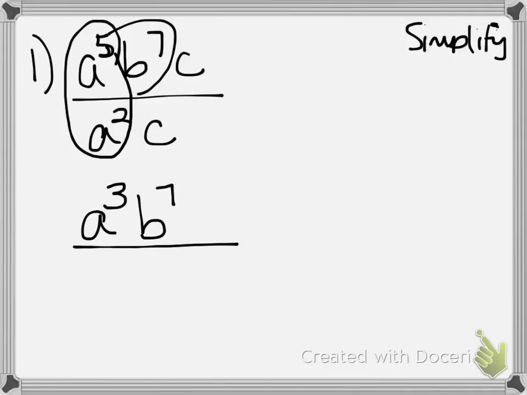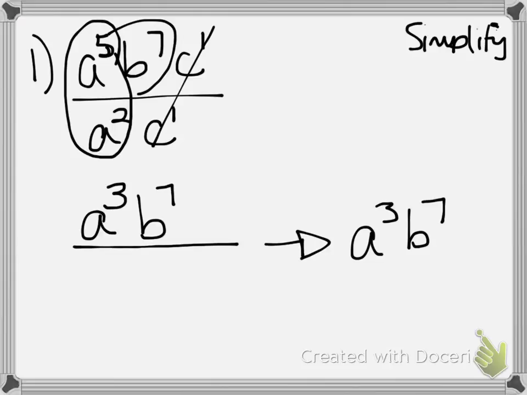And if you notice here, I have c to the 1st and c to the 1st. So since they're the same, we know that what's going to happen is I'm going to have 1 minus 1, which is 0. And c to the 0 power is just going to be 1. So really what's going to happen is that's going to eliminate. So therefore, I don't actually need my fraction bar, so it's just going to be a to the 3rd power, b to the 7th power.